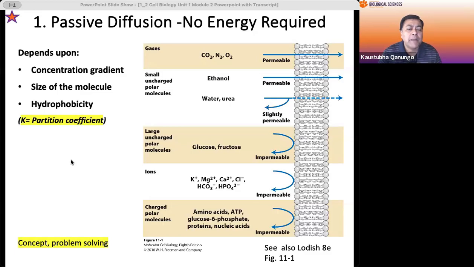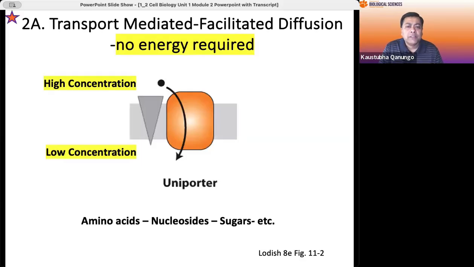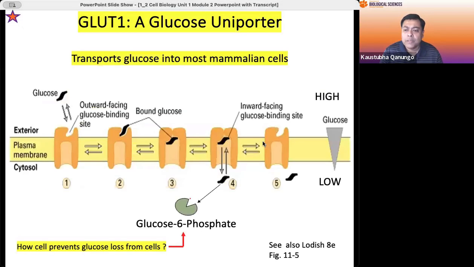So we just mentioned these, that if the partition coefficient is K, then C1 and K1 is equivalent to C2 and K2. And this is how you solve those problems. Very basic, but don't worry about the exam. So here again, it is just uniport, no energy required, high to low concentration, nothing other than that.